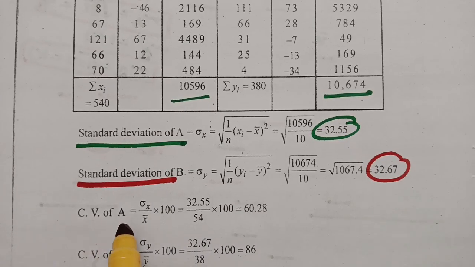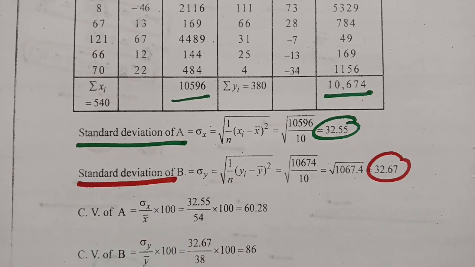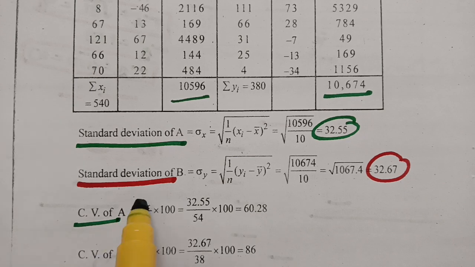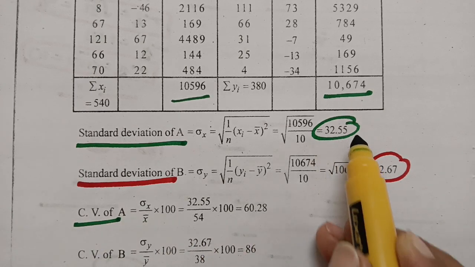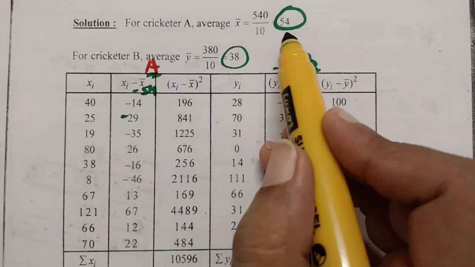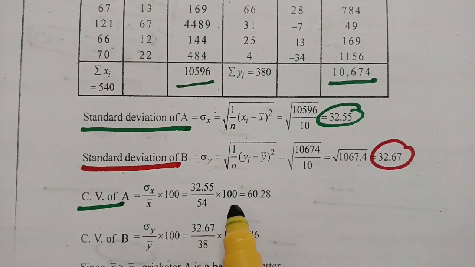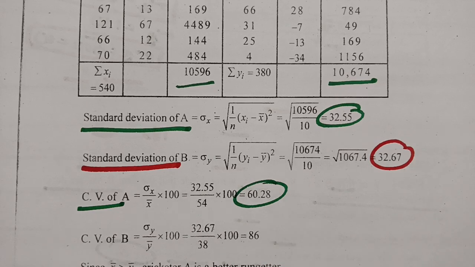Now we have to find the CV for A. So the CV for A is nothing but sigma x by x bar into 100. What is the sigma x? Sigma x is 32.55 by x bar, which is 54, into 100. The value here is 60.28.